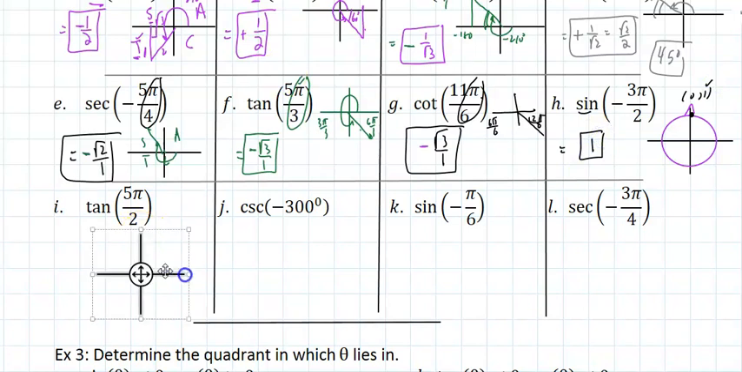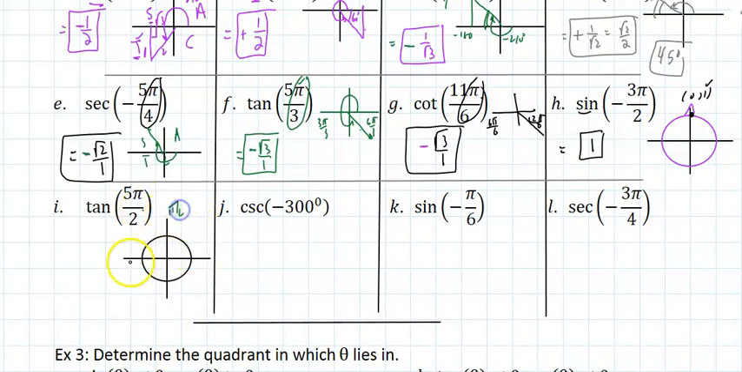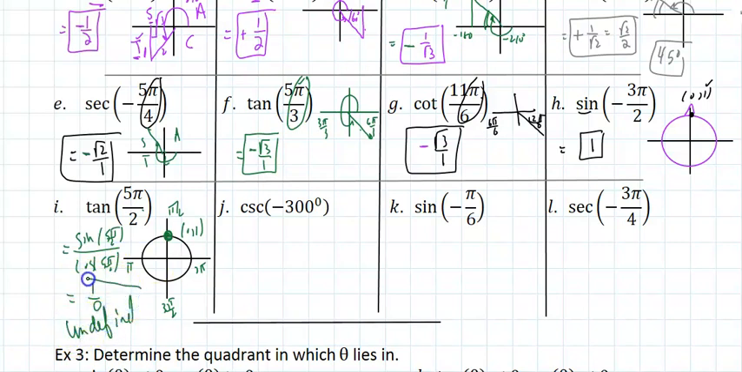And if I run to 5 pi over 2, this is a special case. 5 pi over 2, that's like 1 pi over 2, 2 pi over 2, 3 pi over 2, 4 pi over 2, 5 pi over 2, you're right there. And isn't this sine over cosine? Isn't that 1 over 0? That would be undefined.